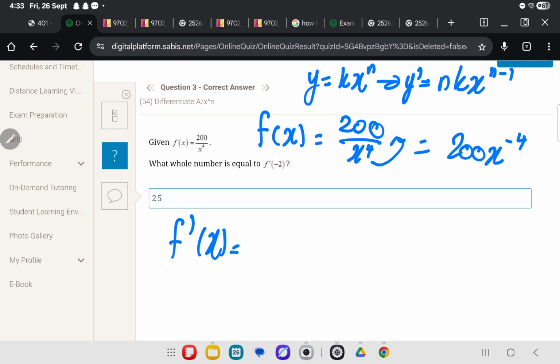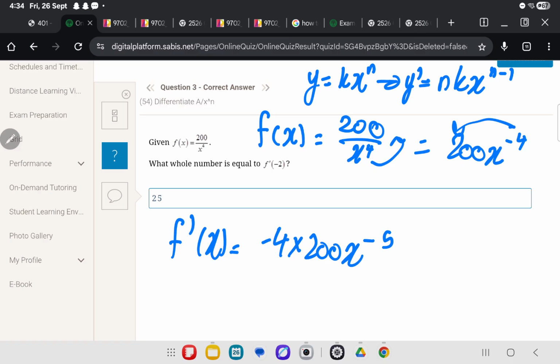So here I have 200x to the power of negative 4. I'm going to take my negative 4 down, so negative 4 times 200x, then subtract 1 from the power, so it's going to be negative 4 minus 1, which is negative 5. Don't say negative 3, don't get confused, it's not negative 3.